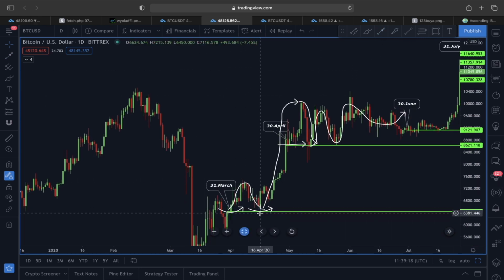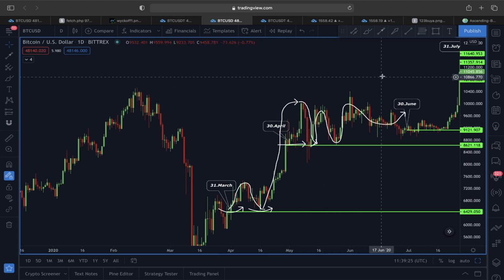You can see here, right? Pullback, monthly candle close level acted as a support. Pullback, monthly candle close level acted as a support. You can see it played out pretty well.